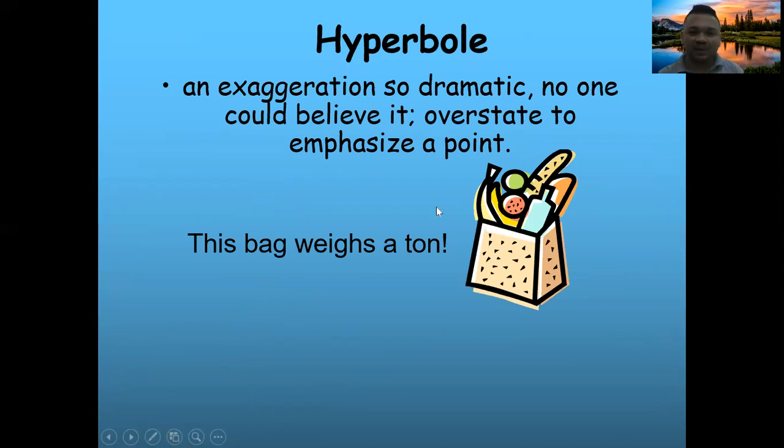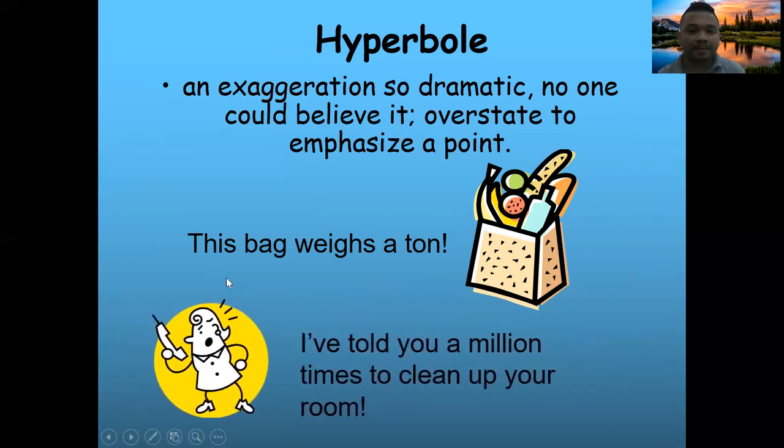For example, this bag weighs a ton. So it's so heavy. This is an example of hyperbole. A ton is too heavy, right? But this is just a small bag with a couple of things inside. If you understand it literally, no way, this bag would never weigh a ton. Now, another example: I've told you a million times.